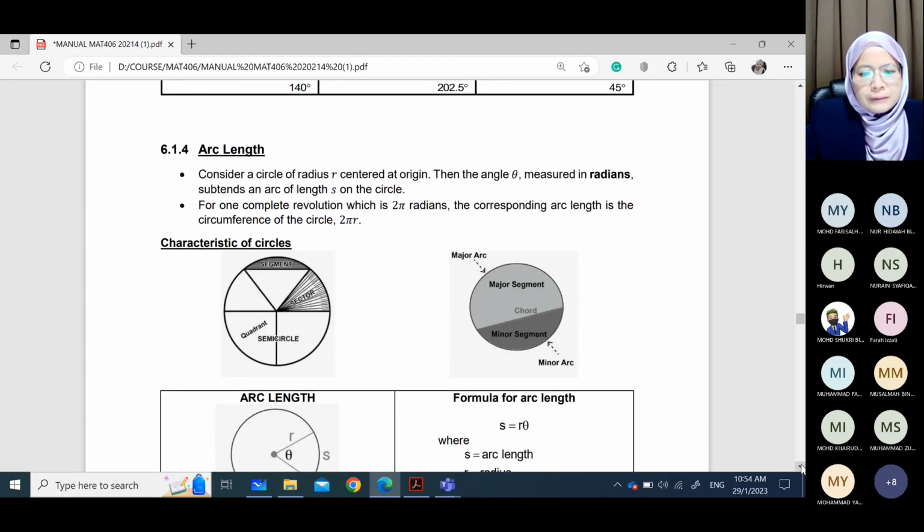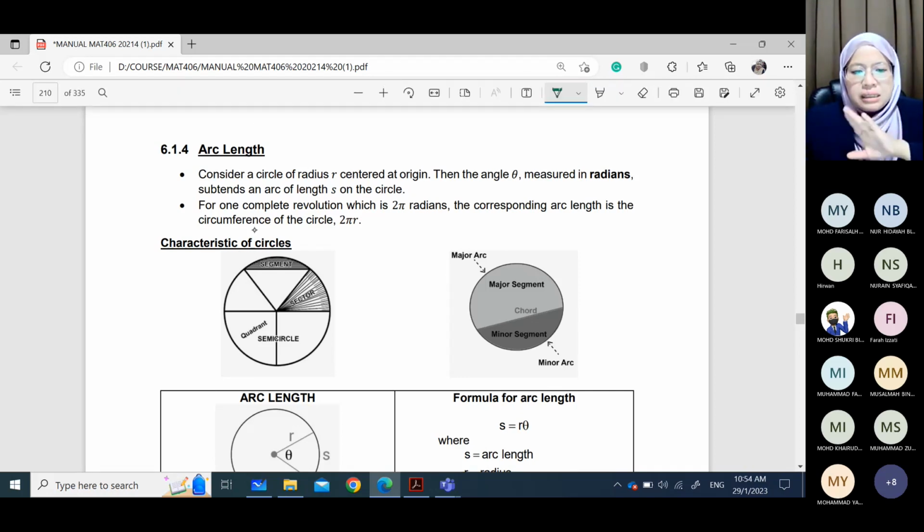So arc length ni adalah dia punya panjang bagi sektor. Okay, so tengok kat sini. Consider a circle of radius r centered at origin. So then the angle theta measured in radians. So make sure angle theta measured in radians, subtends an arc of length S on the circle. Okay, so normally we call arc length as S. So maknanya kita gunakan S. Okay, so for one complete revolution which is 2 pi radians, the corresponding arc length is the circumference of the circle, 2 pi r.